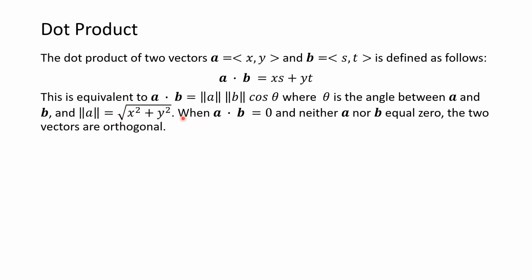And the idea that we need here is that when the dot product is equal to 0 and neither A nor B is equal to 0, then the two vectors are orthogonal, or perpendicular. That's because when this equals 0, the cosine must equal 0, and that's when theta equals 90 degrees, or pi over 2. So we'll use that in the proof on the next slide.